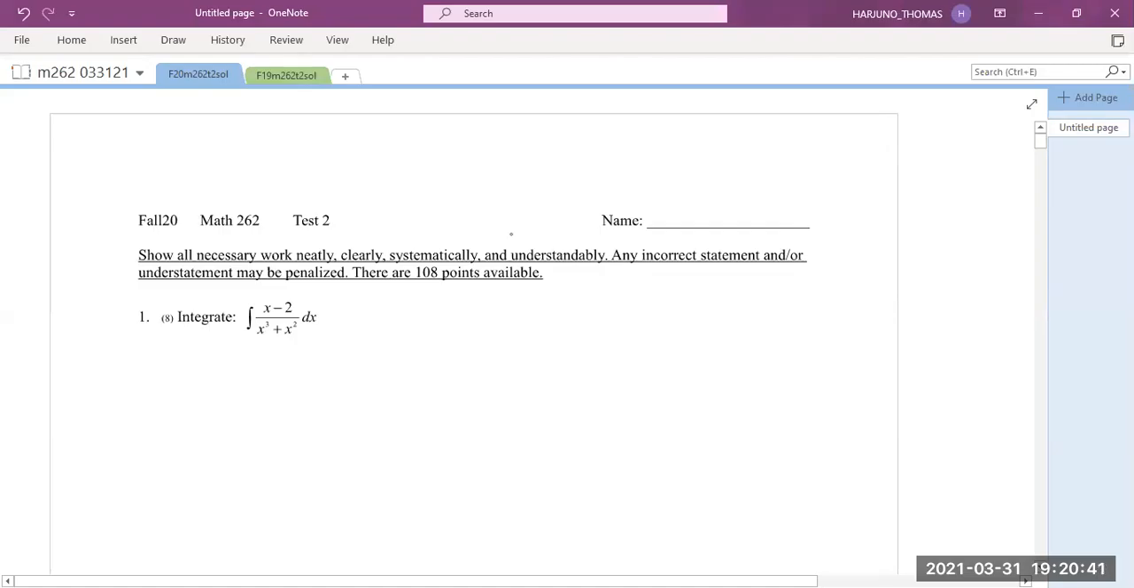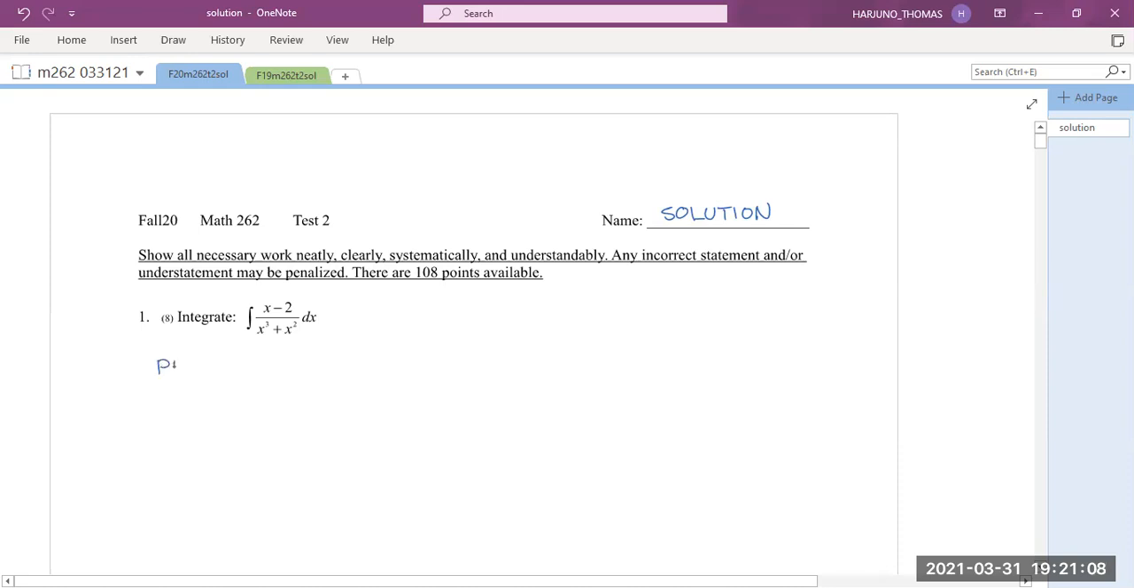So I will do this fall 20 test 2 first, for number 1. Again, if you have any specific question you want me to go over, just let me know. I don't need to go in order. Number 1 here: integrate x minus 2 over x cubed plus x squared. That's partial fraction decomposition, right?